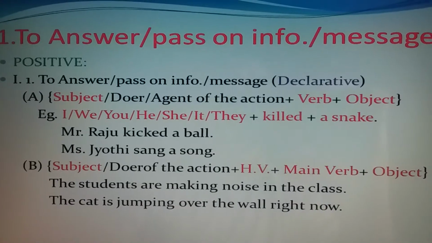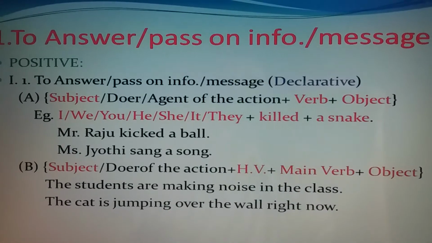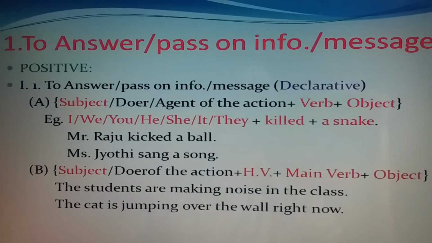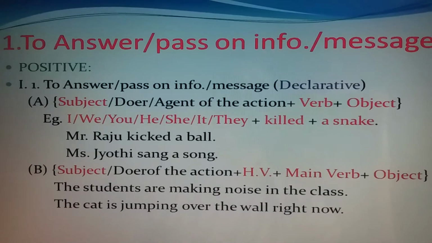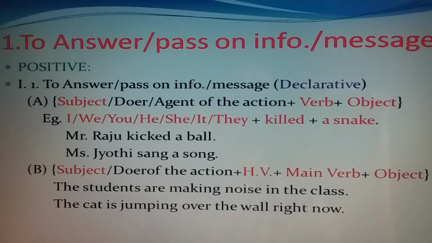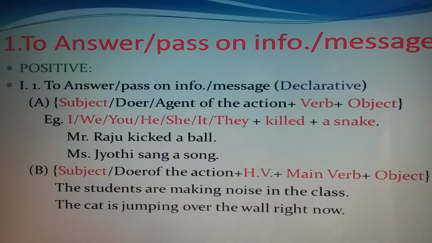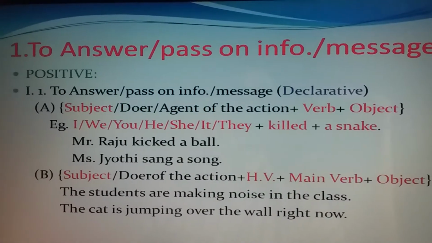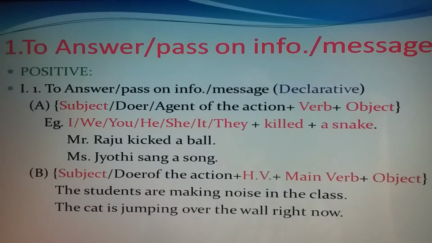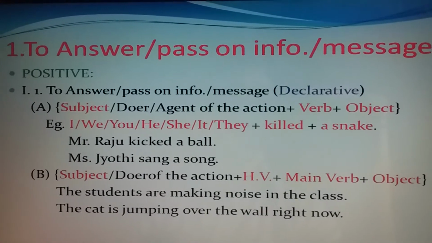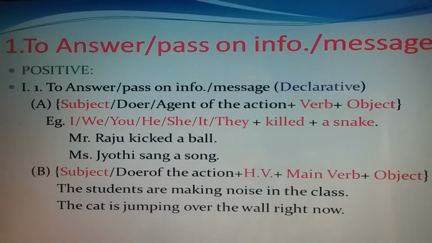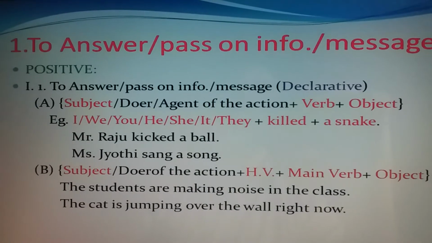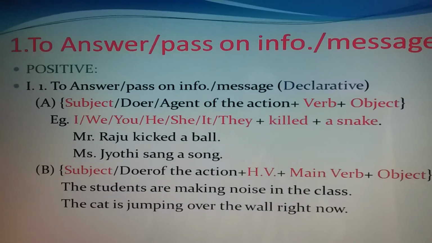Suppose I killed a snake, we killed a snake, you killed a snake, he killed a snake. In place of he, we can use a noun form also: Raju killed a snake, she killed a snake, or Rani killed a snake. In place of it, we can take a noun form also: the cat killed a snake. In the same way, they killed a snake. In place of they, we can use the students killed a snake. So in this way, we can use the sentence structure according to the basic structure.